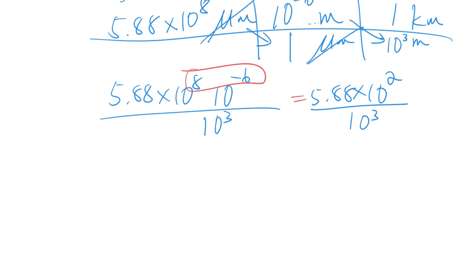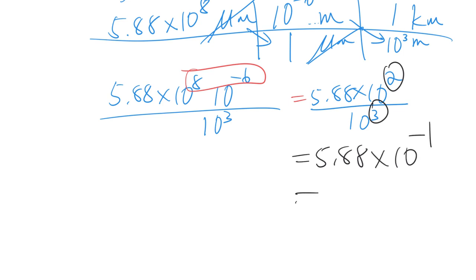Now you can use your calculator, or you can use the exponent rules. When you're dividing exponents, just subtract. Okay, so my answer would be 5.88 times 10 to the 2 minus 3, which is negative 1. And if you do it on your calculator, you probably would get this answer, 0.588. And the unit that remains is kilometers.